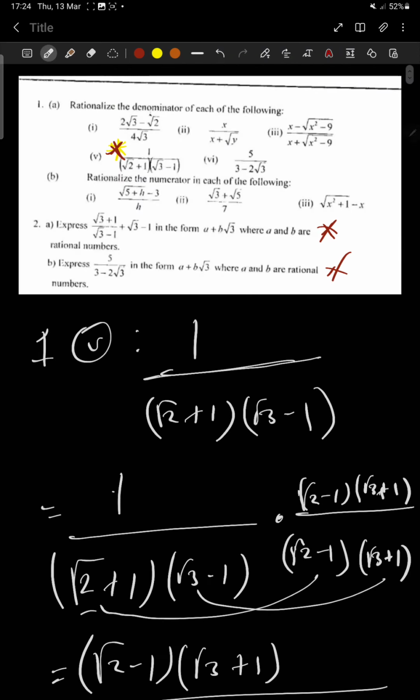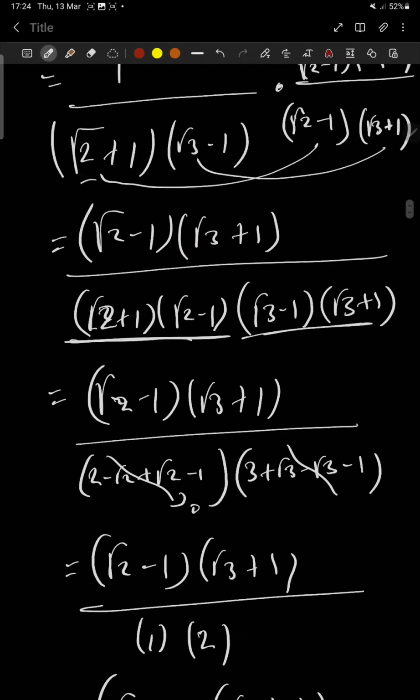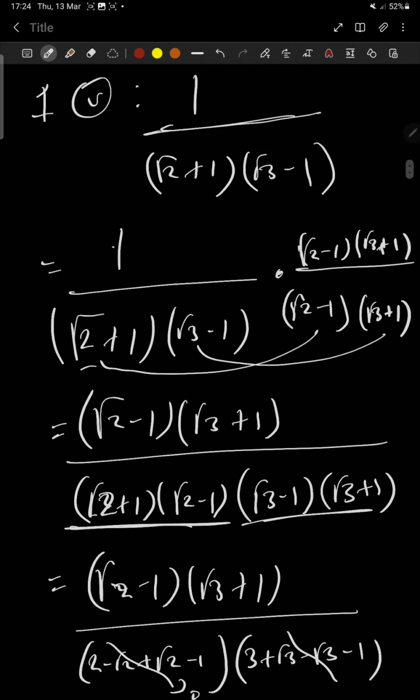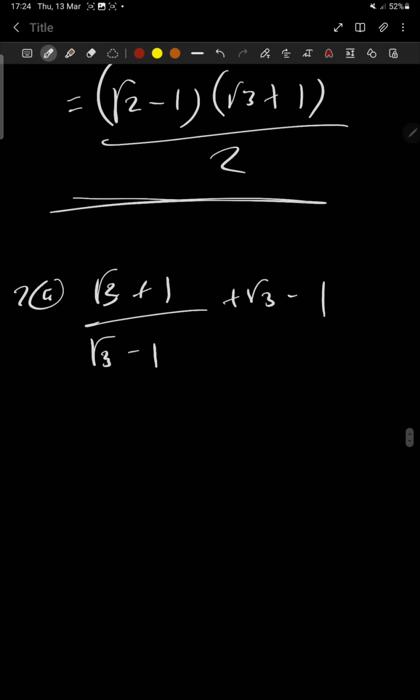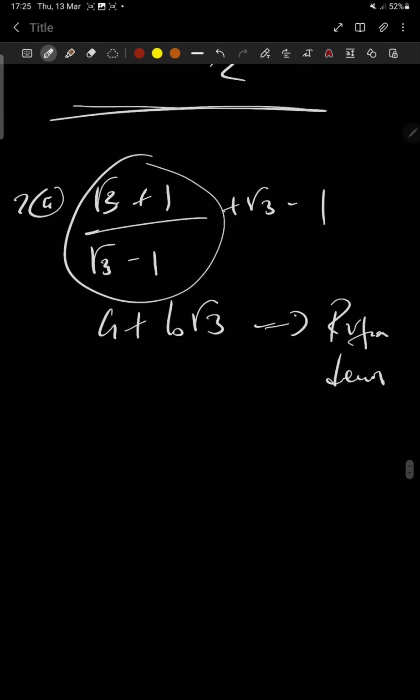Okay. Now what other question can I expect is question 2a. Like that. I think that's the question. Yes. They're saying express in the form of a plus b the square root of 3. This statement is the same as rationalize the denominator. You need to know that. Rationalize the denominator. So let's rationalize the denominator here.